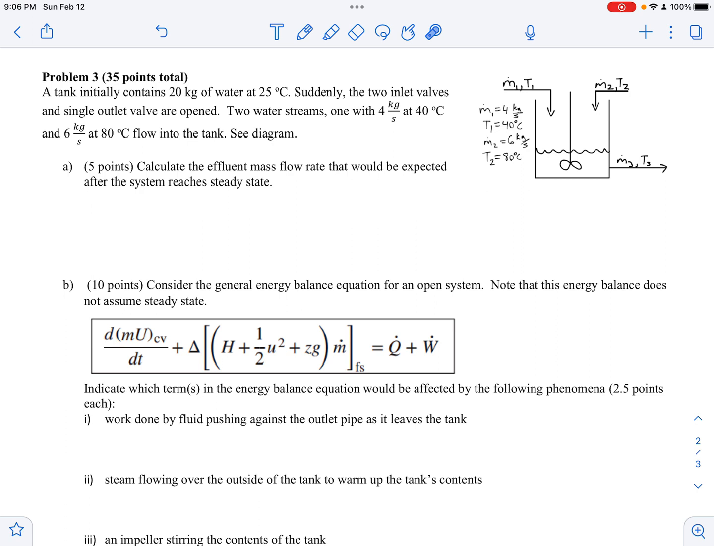I'm sorry, I call it T3, but that is actually the temperature in the tank. That's the usual assumption for a stirred tank. So I normally would just call that T.